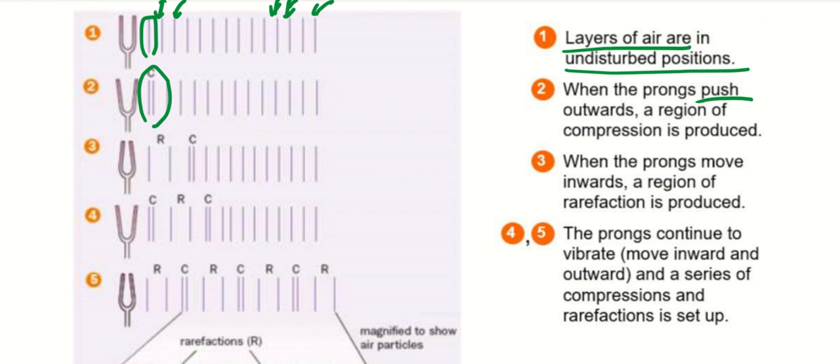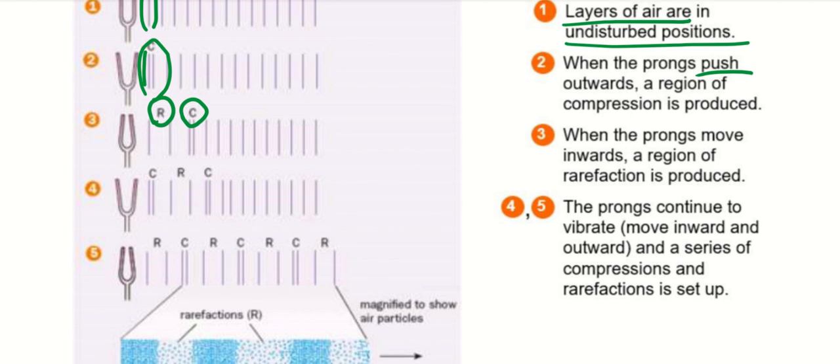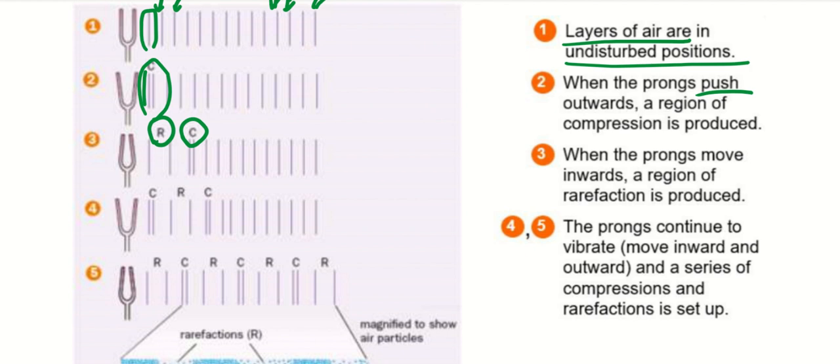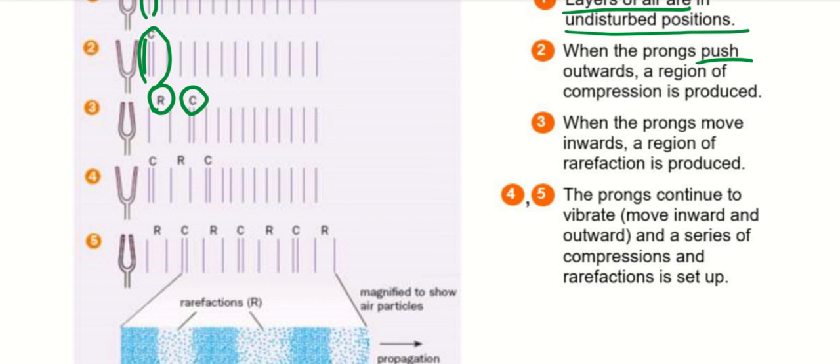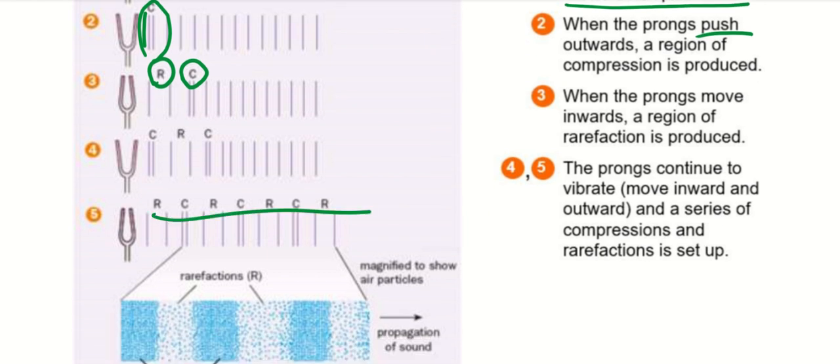And when this air layer of particles collides, they will bounce back. So it results in a region of rarefaction. This energy of pushing and pulling will result in a series of compressions and rarefactions. As long as the prong is continuously vibrating, continuously pushing and pulling the air particles around it, I will have a series of compressions and rarefactions.